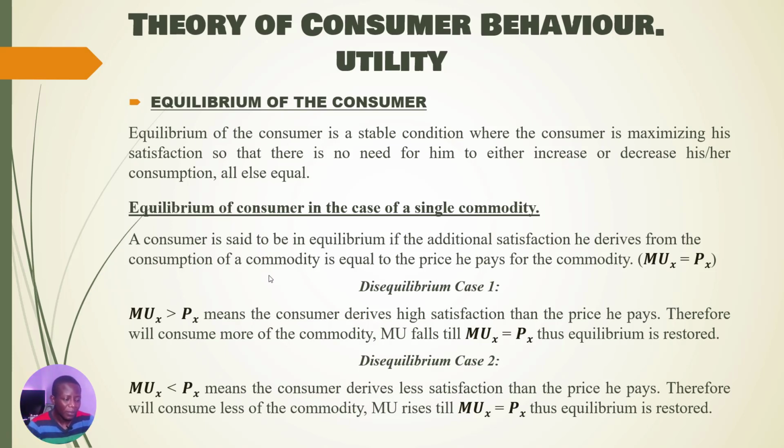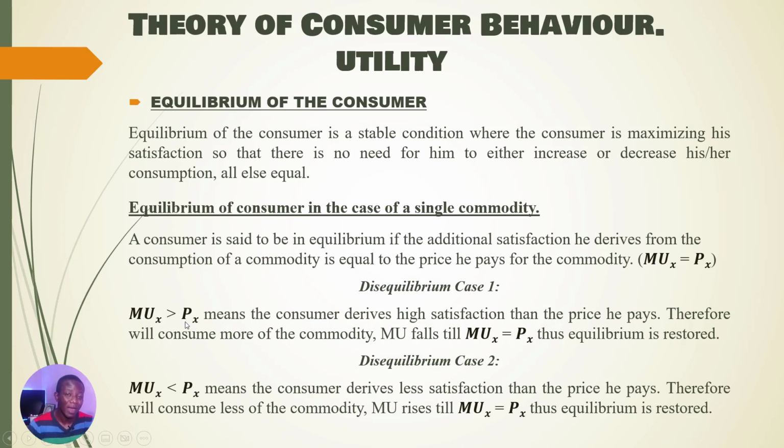So what happens when there is disequilibrium? There are two situations that can cause disequilibrium. The first scenario is when your marginal utility is greater than the price that you are paying for a commodity. All that it means is that you are deriving a higher level of satisfaction than the price that you pay. That is why when something sounds cheap in your ears, you want to buy more and more of it, because you are placing a higher value on it.